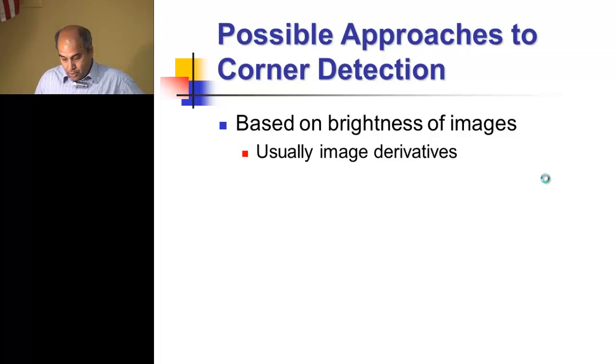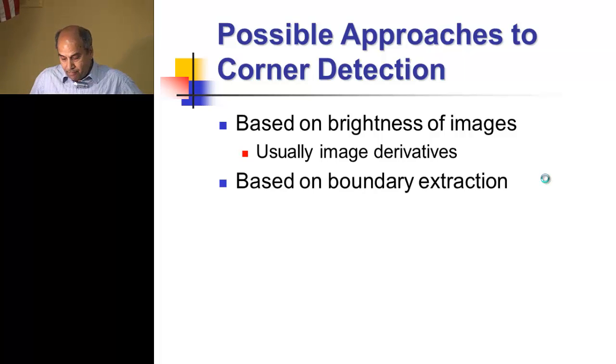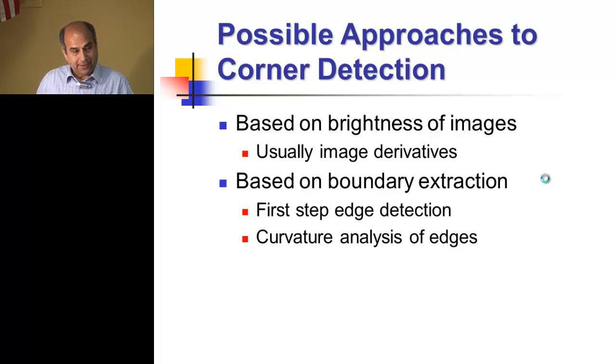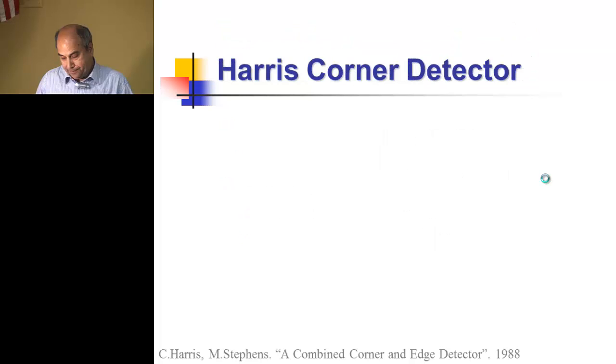So other ways: you get the edges, fit lines, and you look at whether they are intersecting lines or there is a change in direction. So in this, first you will detect the edges. You will look at the curvature, how the direction is changing, how the curvature is changing. Curvature is the rate of change of direction, and so these are the general ideas here.